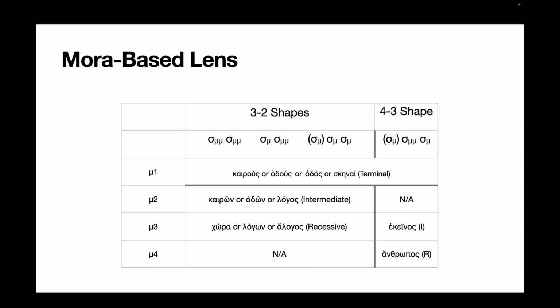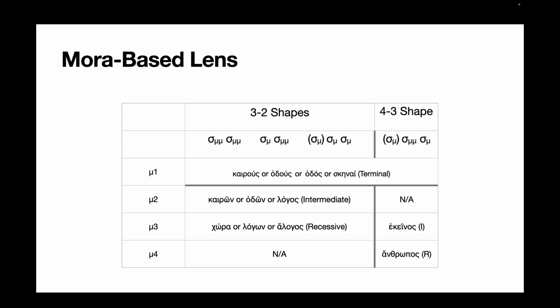And I think you'll be able to see visually that things are just really clean and neat, or at least cleaner and neater. And what we end up with is terminal tone available in all 4 shapes, and then the 3-2 shapes behave exactly alike, even though they don't necessarily look alike, if you're looking at mora. If you're looking at the mora situation, so kairon, hodon, and logos have different kinds of accentuation, but they're the same thing. They're mora 2 high tone.